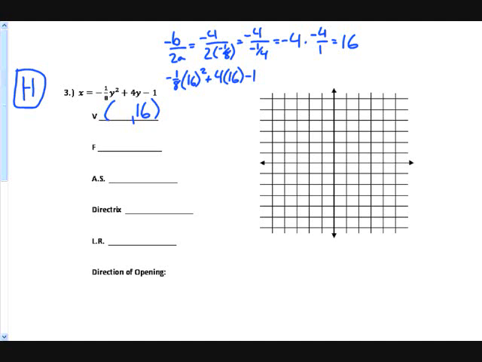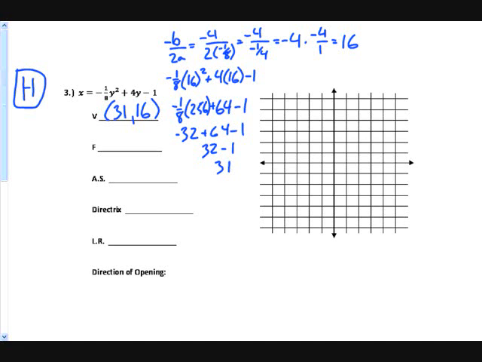So now I'm going to do the 16 squared, which is 256, I believe. Plus 4 times 16, which is 64. And now the 256 times the negative 1/8 is a negative 32. So that's going to be a positive 32 minus 1, which is 31. Okay, and that's it. All right.